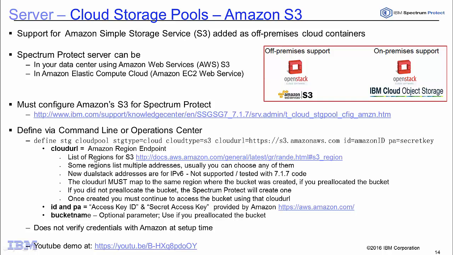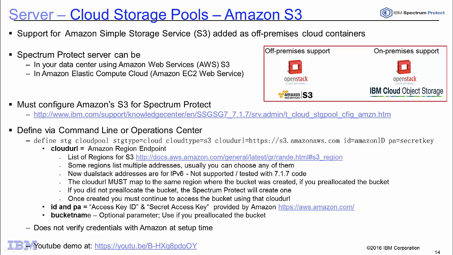The list of the regions for S3 for the URL is listed here on the web page. Now there are some regions that list multiple addresses, and you can choose either of those that you want. However, the new dual stack addresses are for IPv6, and so we don't support them, and we haven't tested them with version 7.1.7 Spectrum Protect.